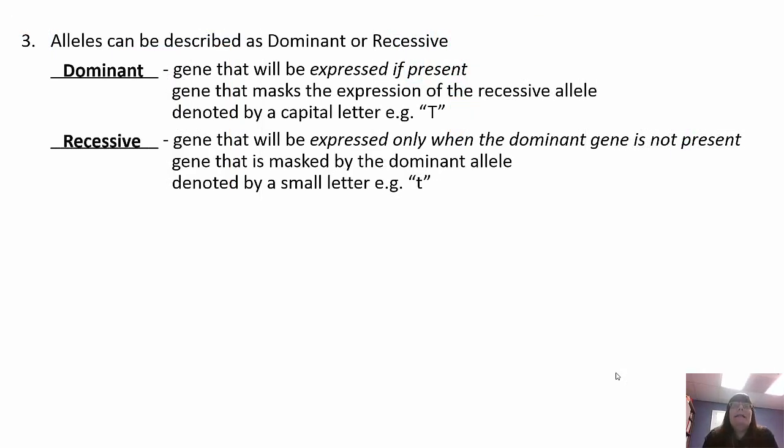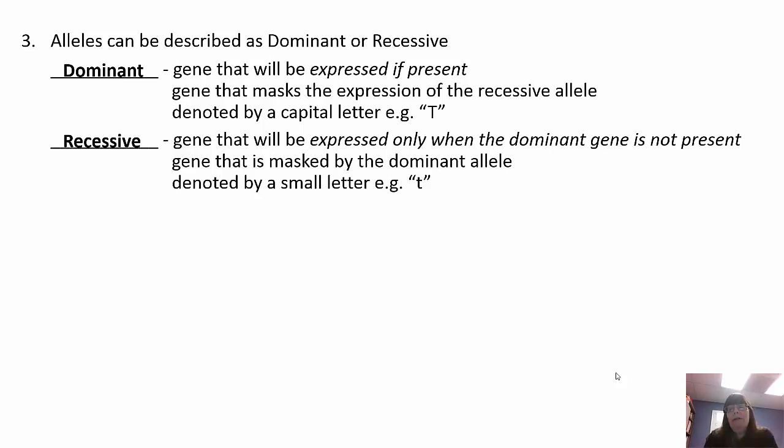So, again, dominant versus recessive. The dominant gene is the gene that will be expressed as long as it's present. It masks the expression of the recessive allele, and it's denoted by capital letters, so uppercase T. Recessive is the gene that will only be expressed when the dominant gene is not present. So this is the gene that's masked by the dominant allele, and it's denoted by a small letter, a lowercase t, for example.